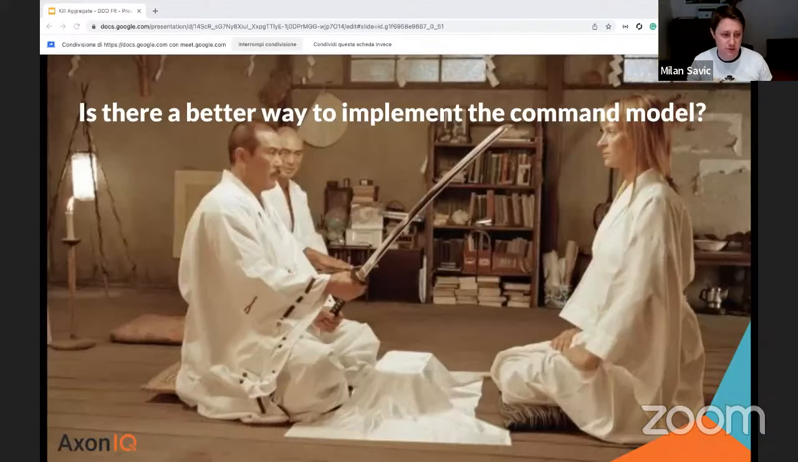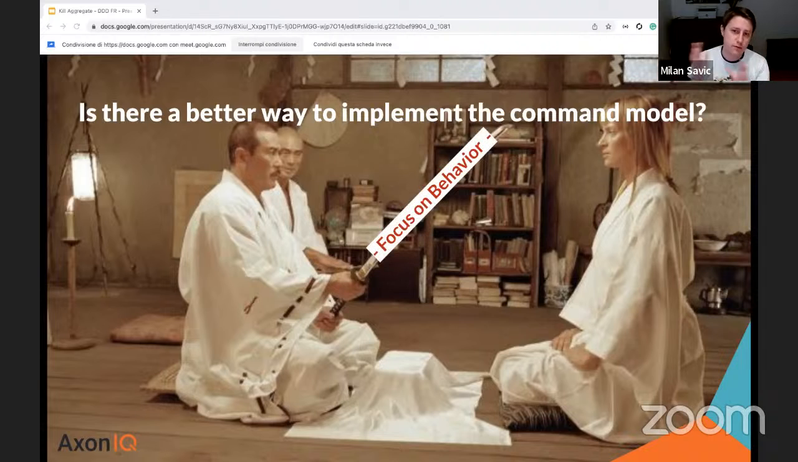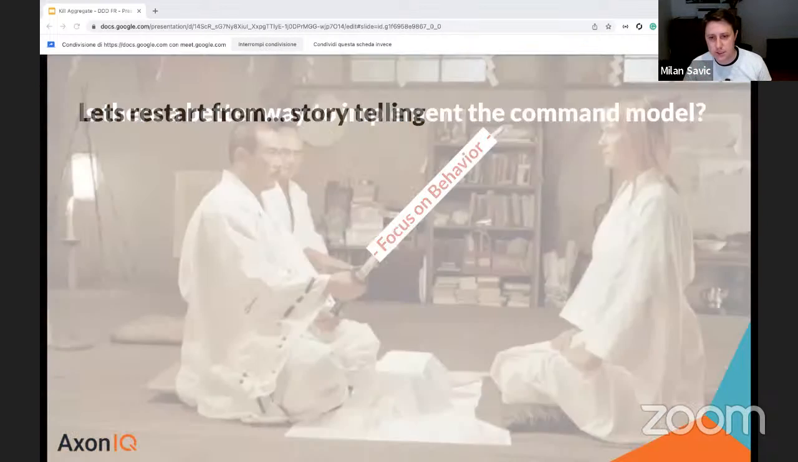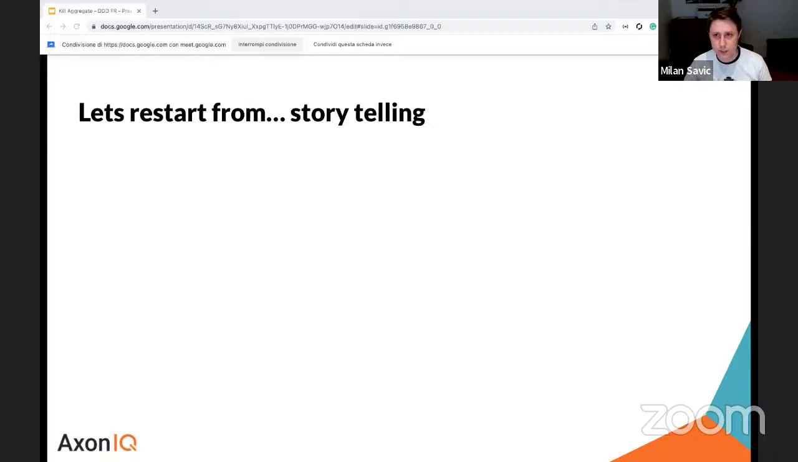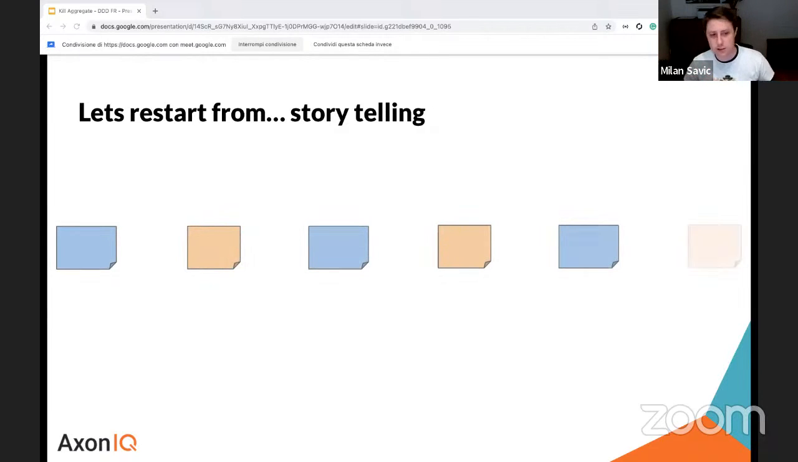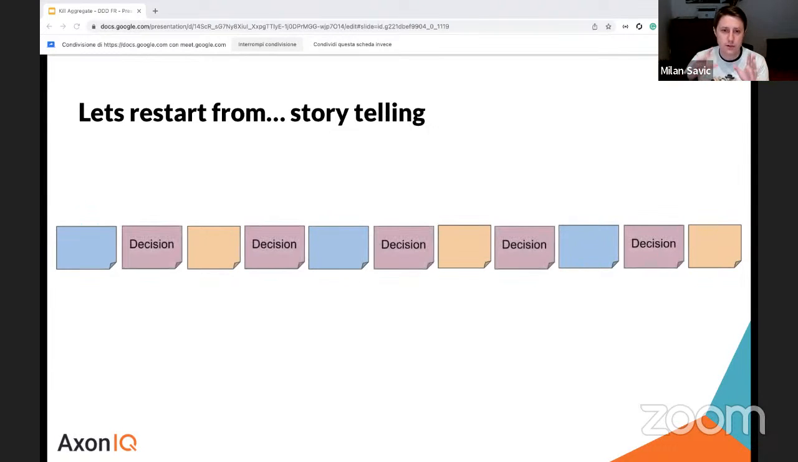So the question that we ask ourselves is, do we want to shoot the aggregate down? Or let me rephrase that, is there a better way to implement the command model? So what we are going to start with here is to shift our focus and put it more on the behavior rather than upfront modeling. Let's restart from storytelling. If we monitor what happens in our system, usually it is a bunch of actions, reactions, actions, reactions, etc. The glue that ties these together is basically the decisions that we make.